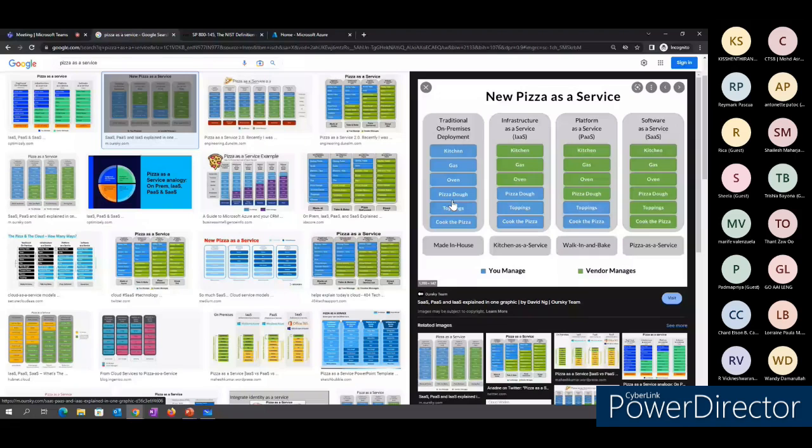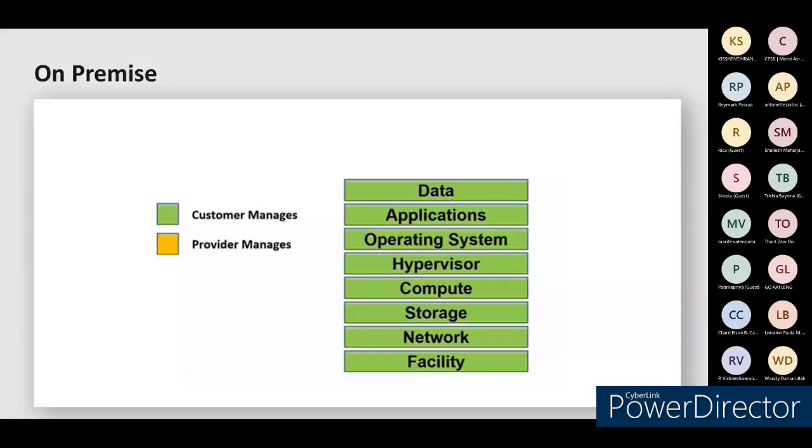Yes, all are agreeing. So you're not a pizza expert now. You are an on-premises expert now. That means right now, in an on-premises model, this is something like your homemade biryani or a homemade pizza. Everything is being prepared by you. The facility, the networking, the storage, the compute, the hypervisor, the end-to-end solution is managed by you. Similar to your homemade biryani or homemade pizza. That is called on-premises.